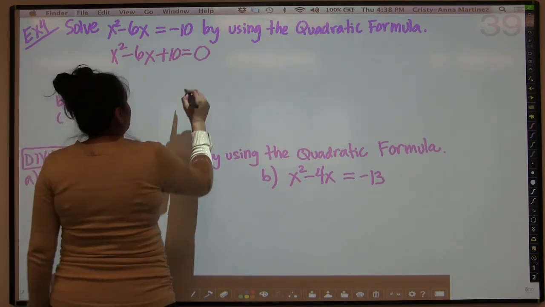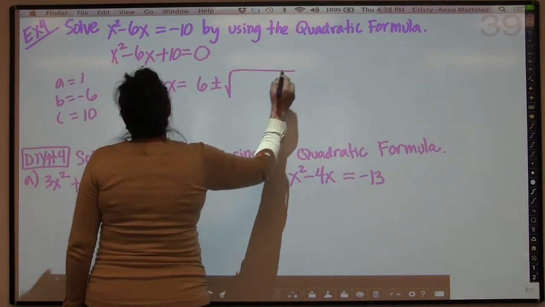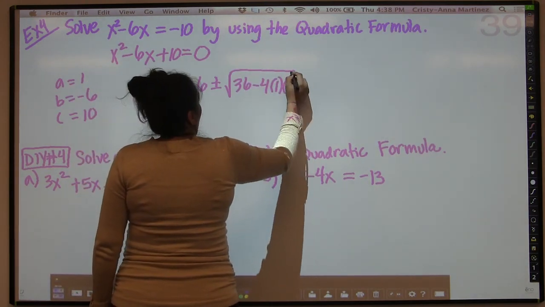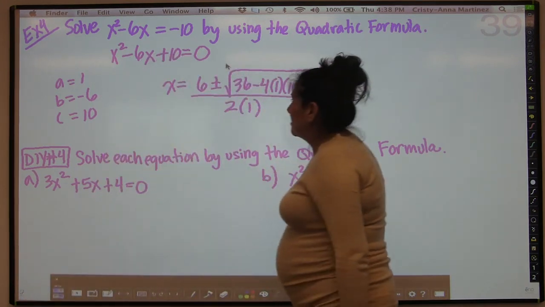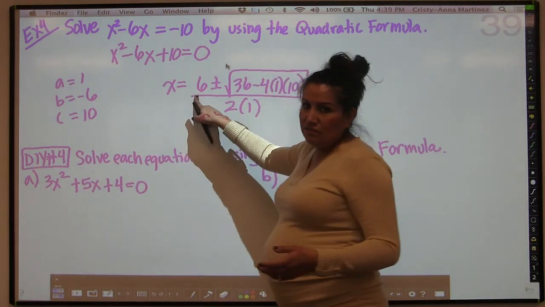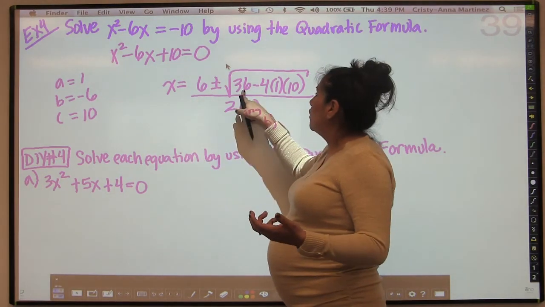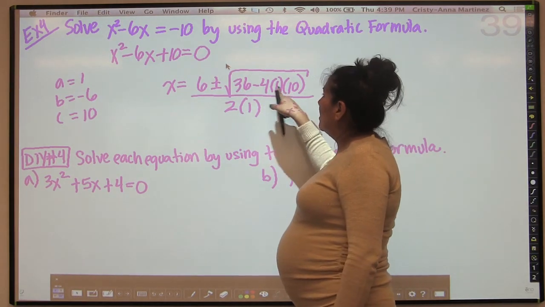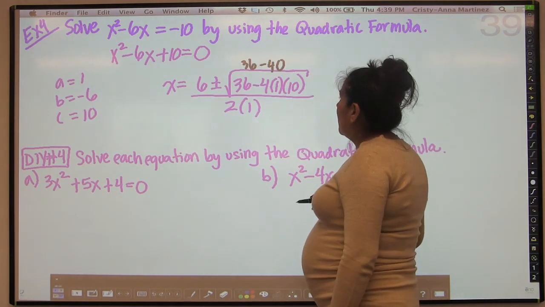So here we go. X equals negative b plus or minus radical b squared minus 4ac all divided by 2a. So I want you to notice a couple of things. When I did negative b, because b is already negative, it made it into a positive. Also, I went ahead and went b squared. I know that negative 6 times negative 6 is positive 36, so I went ahead and already put that in there. So 4 times 10 is 40, so you're going to get 36 minus 40. And that's going to give you negative 4.